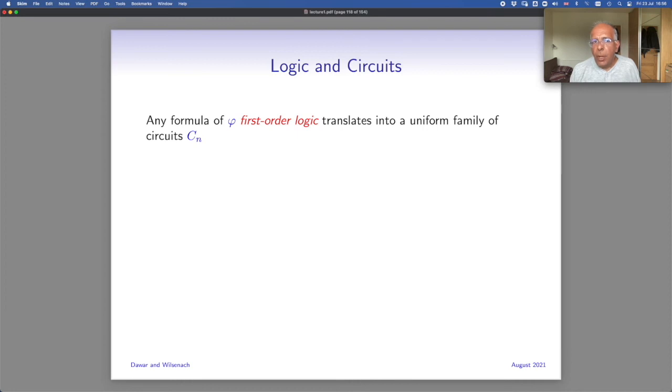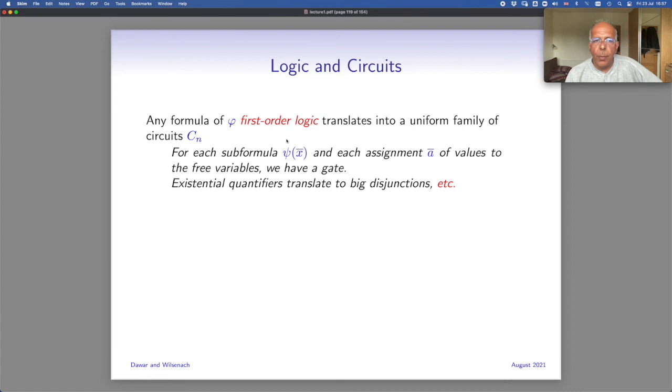I want to refer to a connection with logic. So remember, logic is our canonical language for giving high-level specifications of, say, graph properties. And we can automatically translate a formula into a circuit family. And let's look at this for first-order logic.